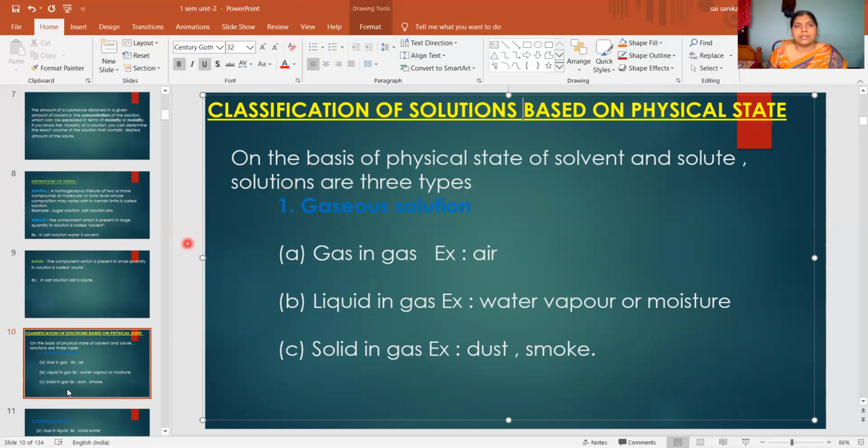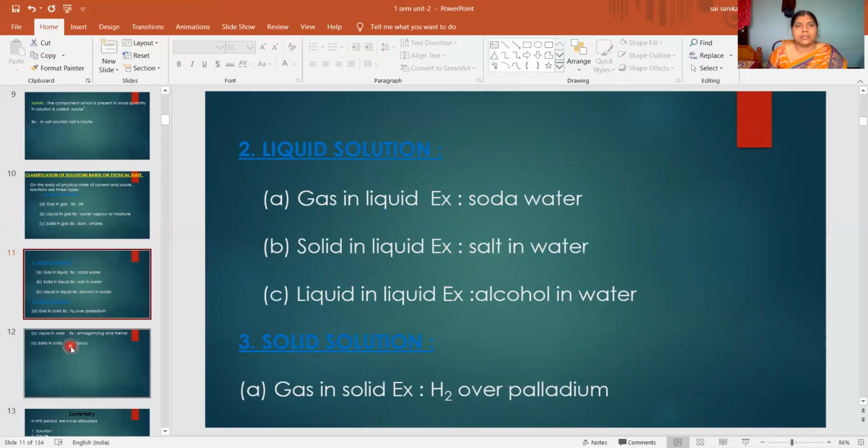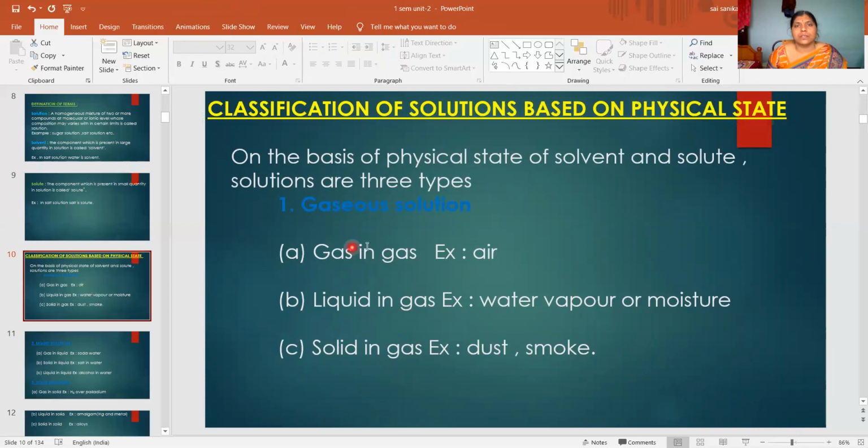The first one, gaseous solution. Second one, liquid solution. And third one, solid solutions. So first, gaseous solution. What is meant by gaseous solution? The solution in which gas is solvent and solute may be gas, liquid or solid. So always gas will act as solvent.